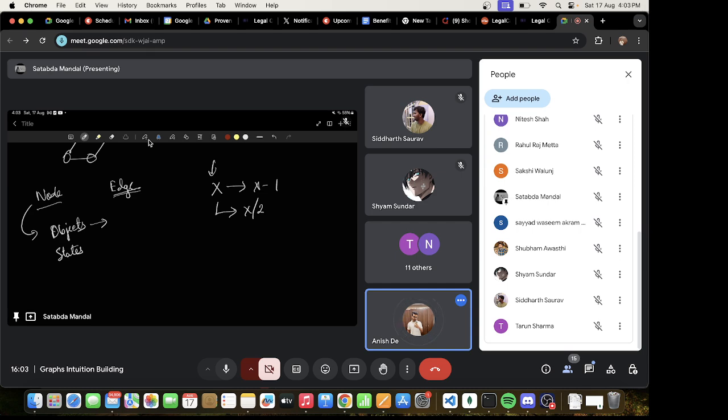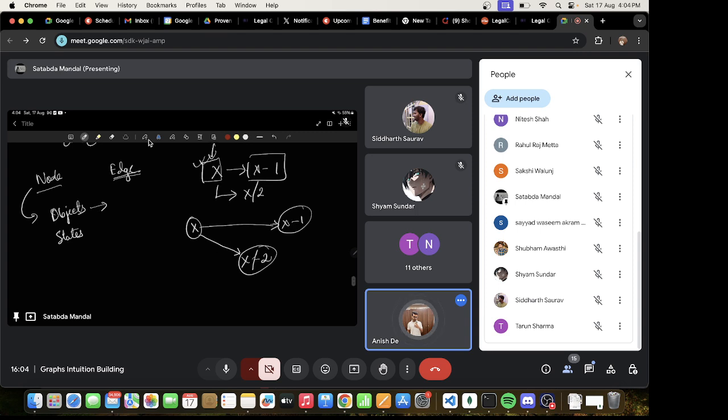So one node will be X, another node will be X minus 1, another node will be X minus 2. Here every state we are considering as a node. And from X we can go to X minus 1, so there will be an edge from X to X minus 1. So here we are making every state a node. So nodes will be either states or objects.